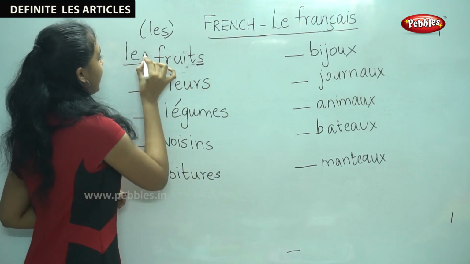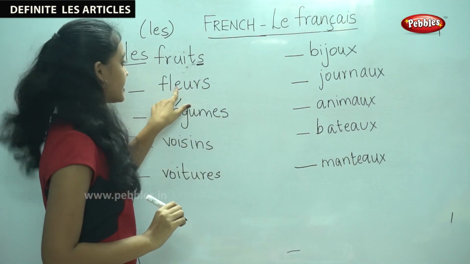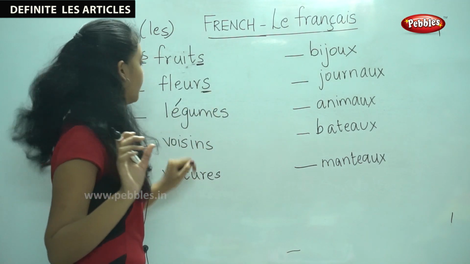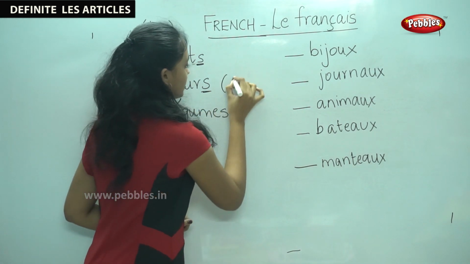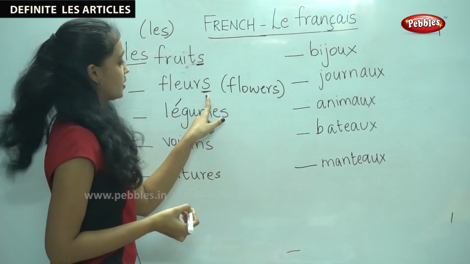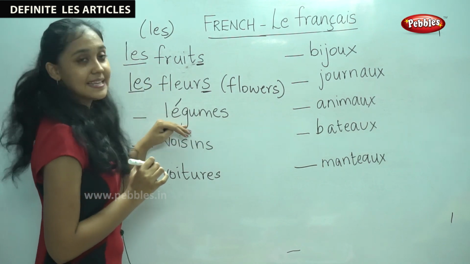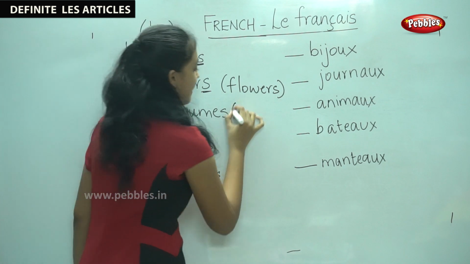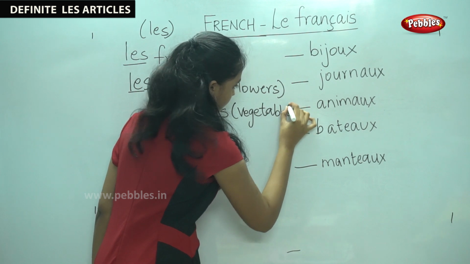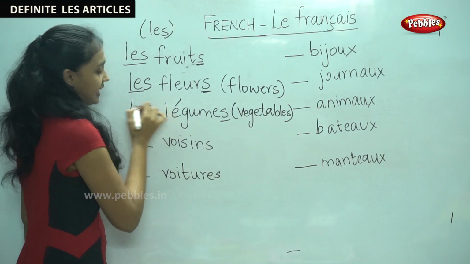So we say les fruits. Les fruits. The next word is fleur. There is an S at the end, which shows that it is in the plural form. Fleurs means flowers. So it is in the plural form, so we use les. Okay? The next one is légume. Légumes means vegetables. This is also in the plural form, therefore we use les.